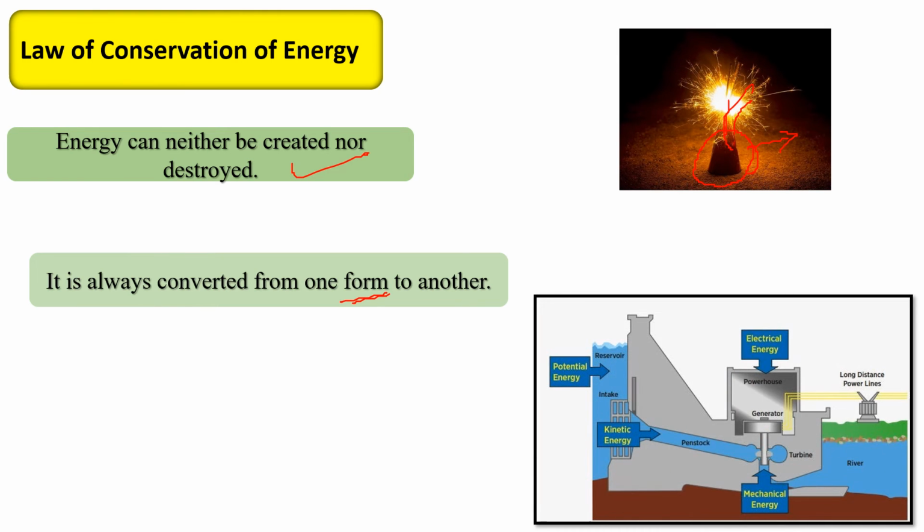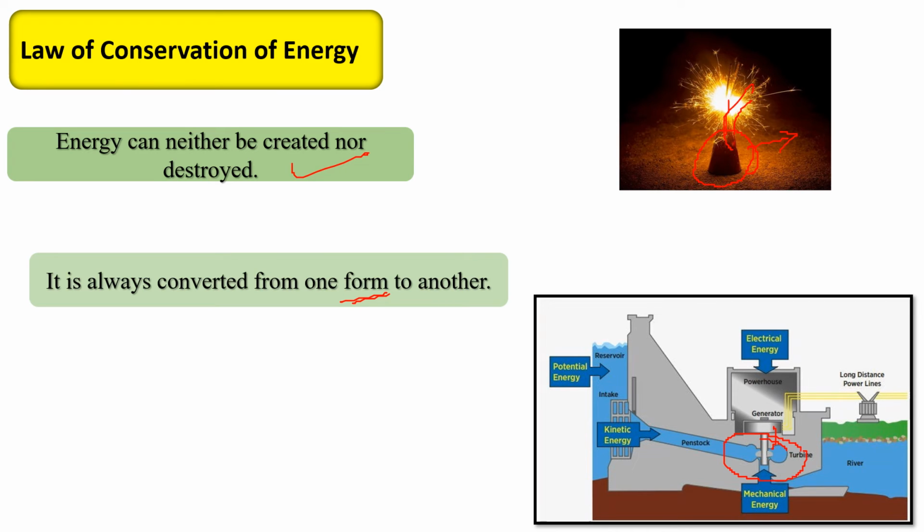Another best example is the water stored in the dam. Basically it has potential energy. When we make it fall through a height, that water starts running and it becomes kinetic energy. Then we have turbines. The flowing water falls on the turbines and rotates them, and we get mechanical energy. The mechanical energy goes through a generator, and from the generator it goes to the powerhouse where electricity is generated. So here different forms of energy are obtained.